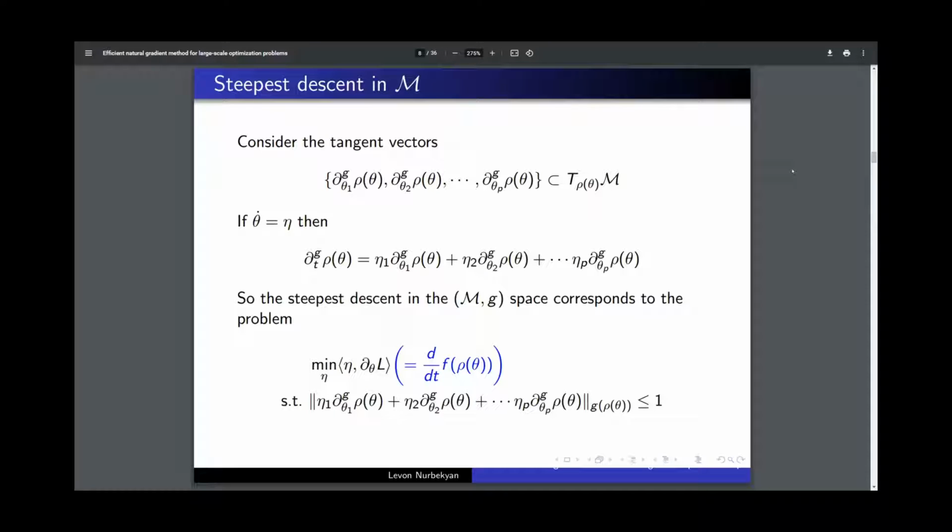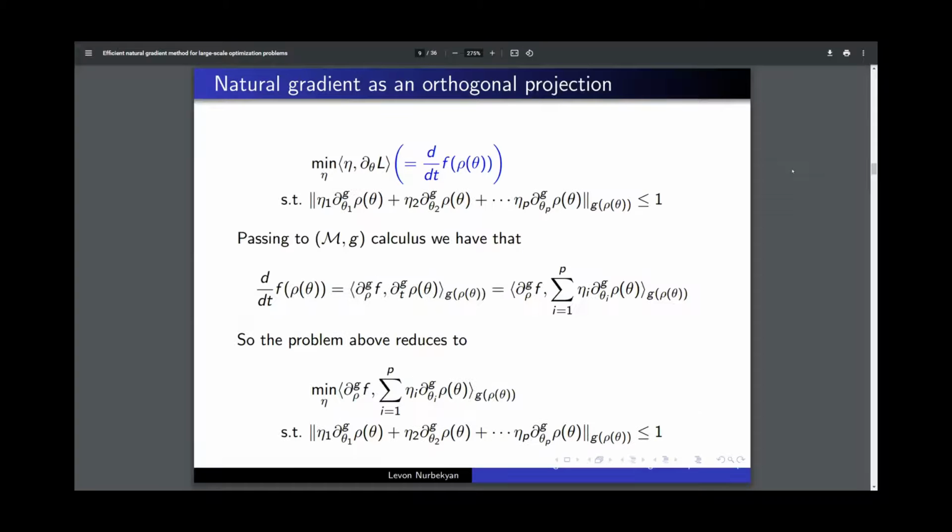And so the steepest descent in the model space can be formulated as follows. You see that the objective function is the same because it's just the decrease rate of the loss function, but the length of the gradient is not measured in the original parameter space, it's measured on the tangent space of our model. So we want to move in the fastest direction on our natural manifold where the model lives. Okay, so how do we solve this problem?